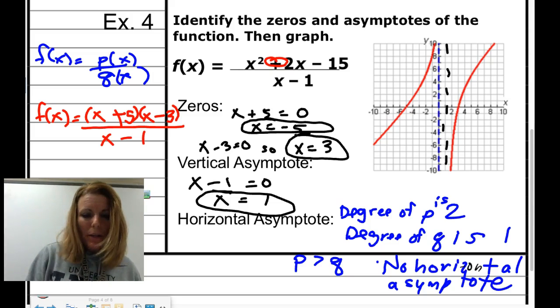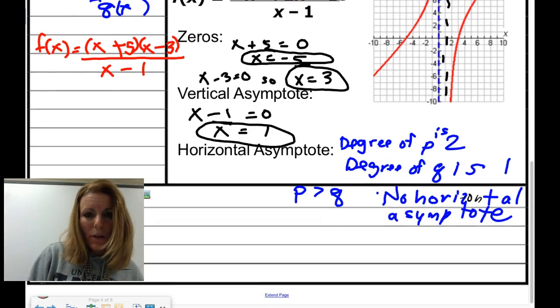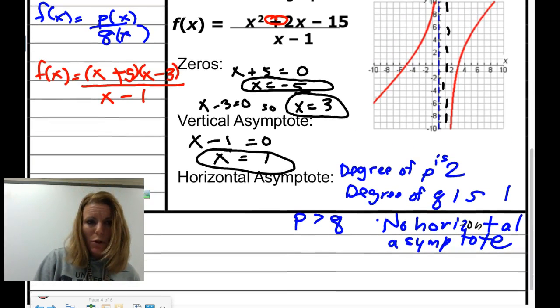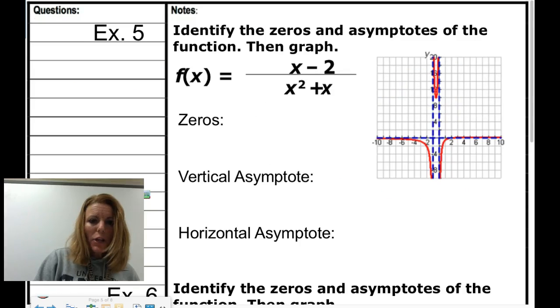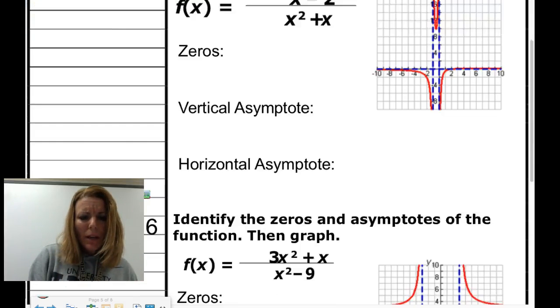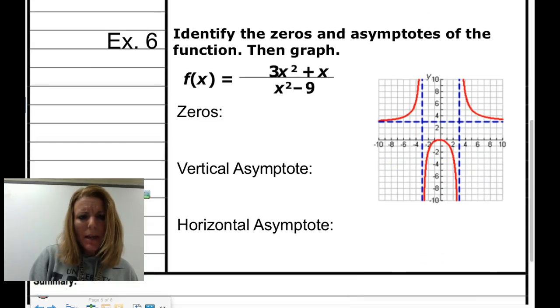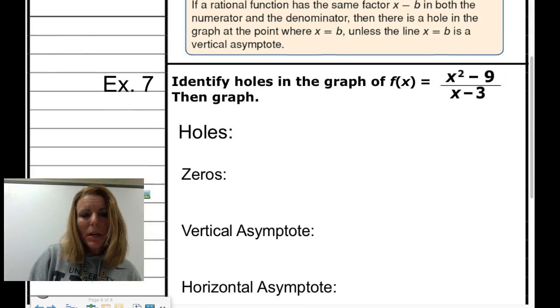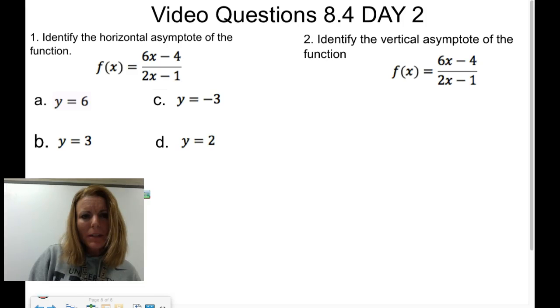So let's go to the next page. So I think we're done with this. Sorry, this video might be longer than you wanted, and I'm doing my best here. So no horizontal asymptote. Next page, example 5. There's just a lot of examples here. And then example 6 is the same thing. I'm just jumping around here. Then we go on to holes. So we have an example 7, example 8, and okay, there we go.